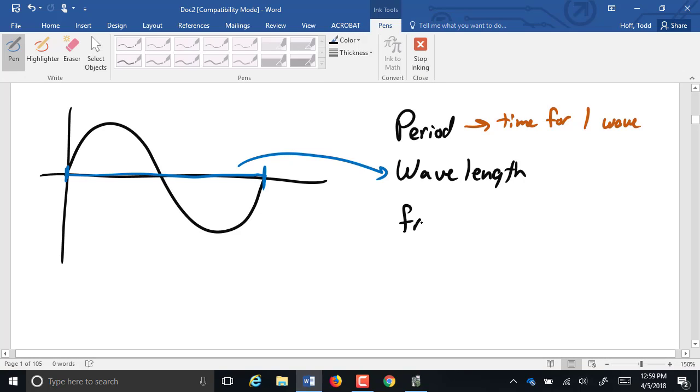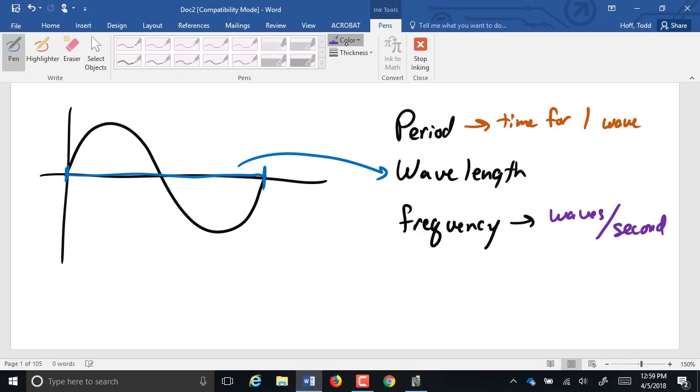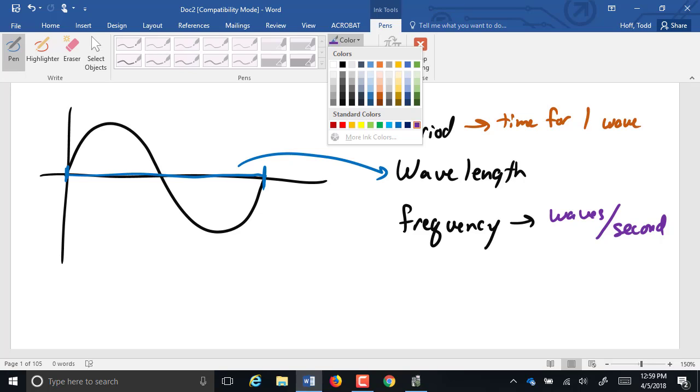We have a frequency. Now we looked at frequency as the number of waves in 360 degrees. Technically, frequency ends up being in waves per second. There is a direct relationship here.